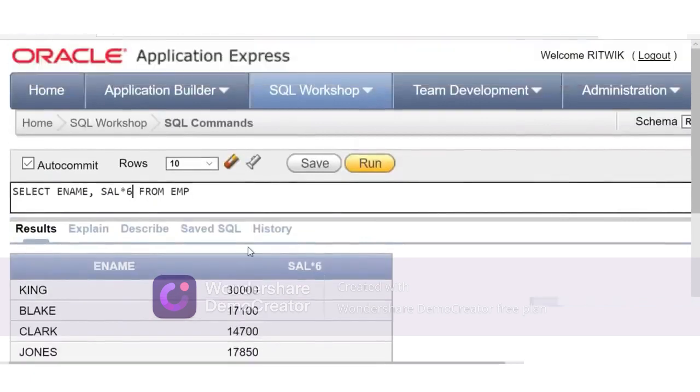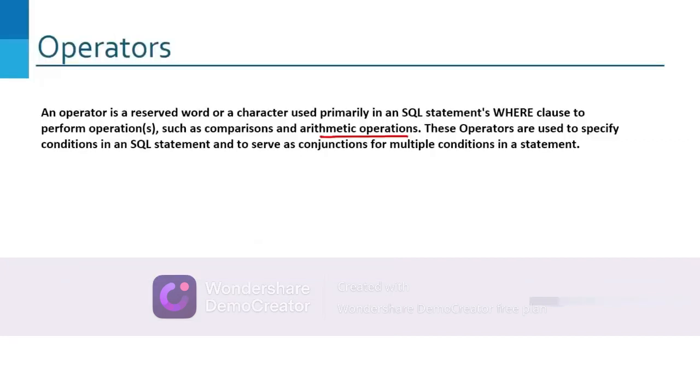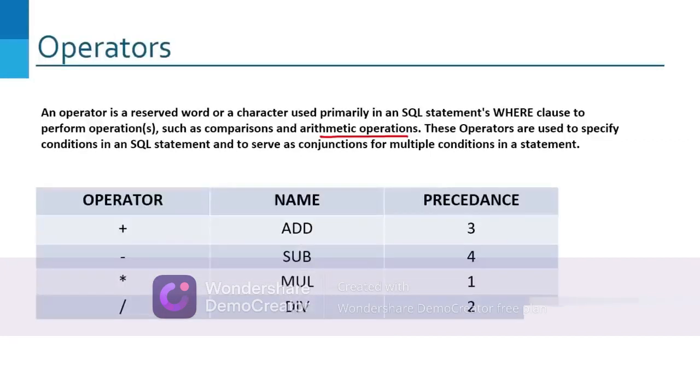This is where we use the arithmetic operators, which are plus, minus, multiply, divide. Whatever you want to do, you can do it from there, right? The precedence is given here: plus, minus, multiplication and division. So the BODMAS rule you already know. This is what we use.